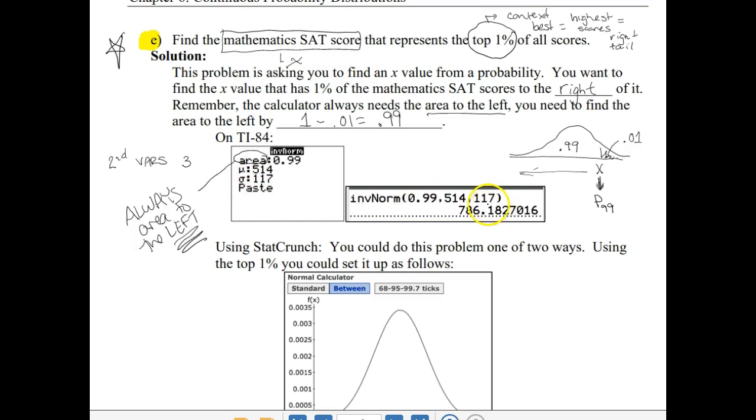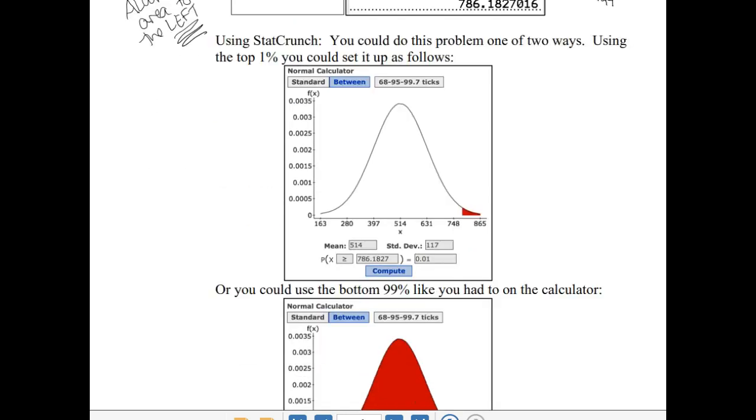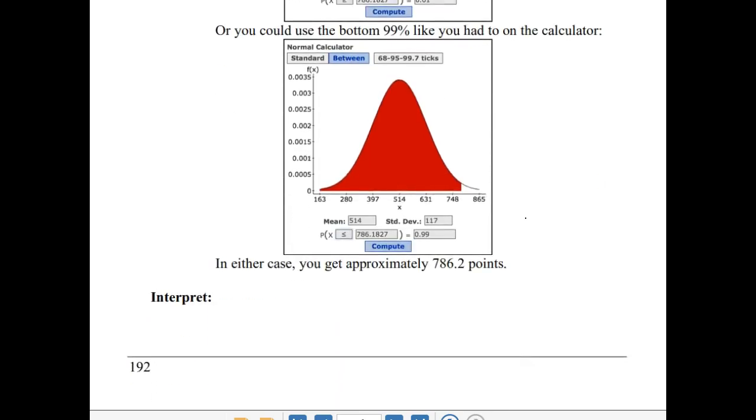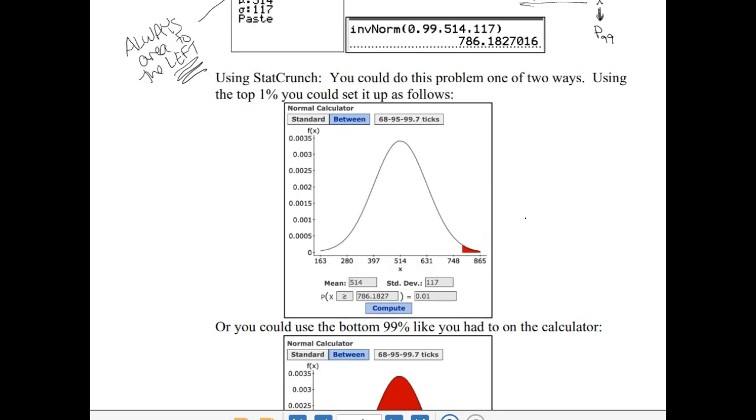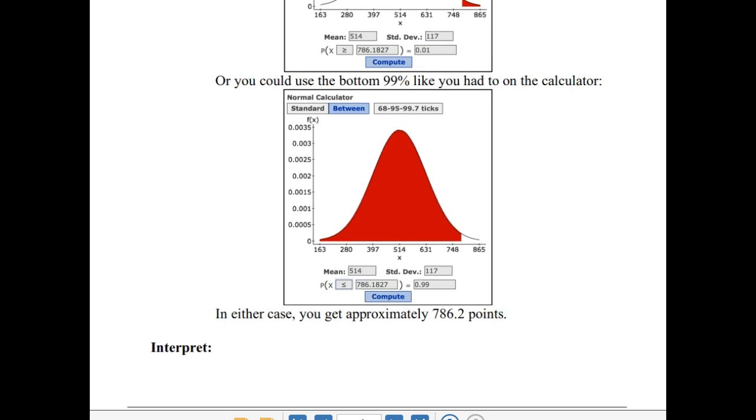Okay, those of you with the older model, you don't see this intermediate step. You just have inverse norm and it's blinking. You would enter 0.99, 514, 117. And then keep in mind that this output here now is a mathematics SAT score. Okay, it's not a probability. Okay, and again, StatCrunch has the ability to compute these as well, but it's just as easy to compute them on the calculator, and that's what you're going to have for your exam and for the departmental final. All right, so no matter what form of technology we use, we get 786.2 if we round that. We'll say those are points.